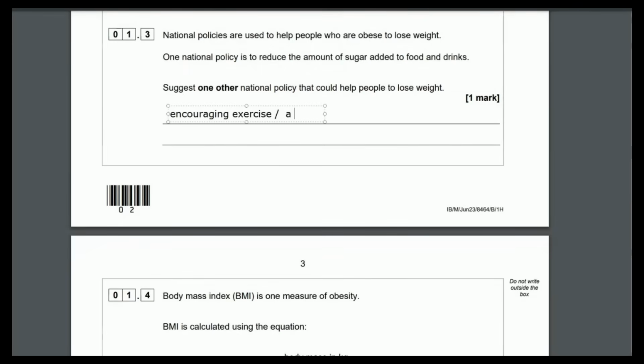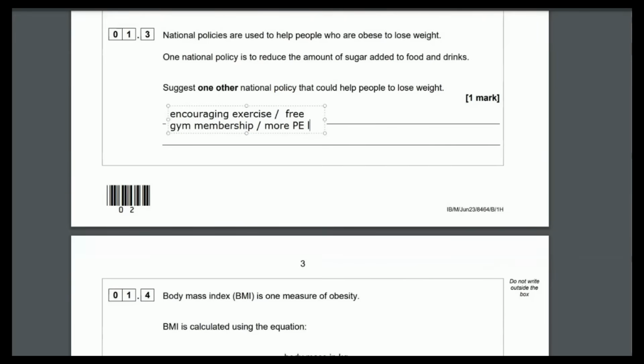So another way the government could encourage people to lose weight is to encourage exercise. They could do this through education. They could make a law making everybody exercise. That would be a bit extreme, but they could do that. They could give free gym memberships to people who are obese so that they're encouraged to lose weight. They could offer discounts on people that lose weight or discounts on healthy food, make healthy food cheaper.